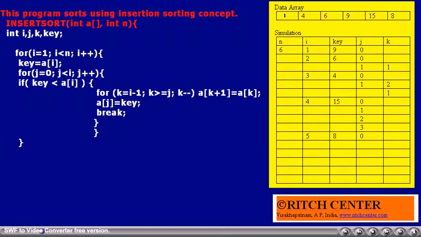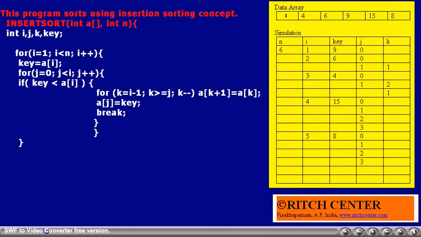The j for loop will be executed. J initial value is 0. A of j, 1. Is it greater than 8? No. Thus, the control goes to the next iteration of this for loop. Now j value is 1. A of j, that is 4. Is it greater than 8? No. Thus control goes to next iteration. Now j value is 2. A of j, that is 6. Is it greater than 8? No. Thus control goes to next iteration.